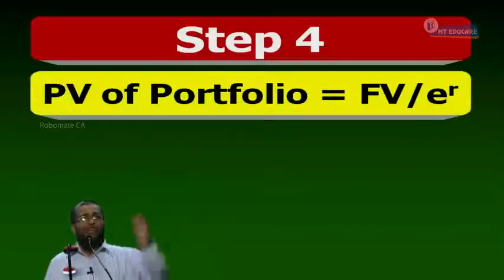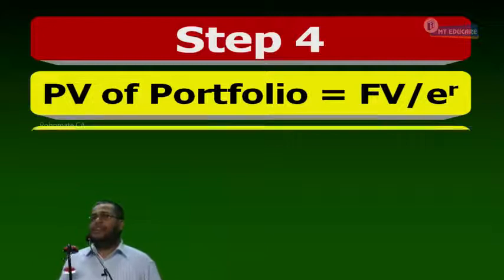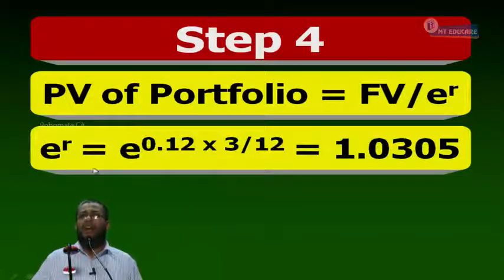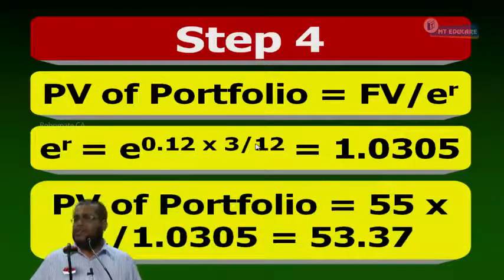Present value of portfolio. Future value is 55, discount by how many months? 3 months. Normal discounting or continuous discounting? Continuous discounting. Always our chapter uses continuous discounting. So it is what into what? It is e power rt, where t is how many months? 3 months. 3 by 12 is the term. And rate of interest is what? 0.12. We all know that e power rt is 1.0305. So I have to discount by e power rt. So it is 55 divided by 1.0305, which gives you 53.37. Enough, accept or not? Yes.